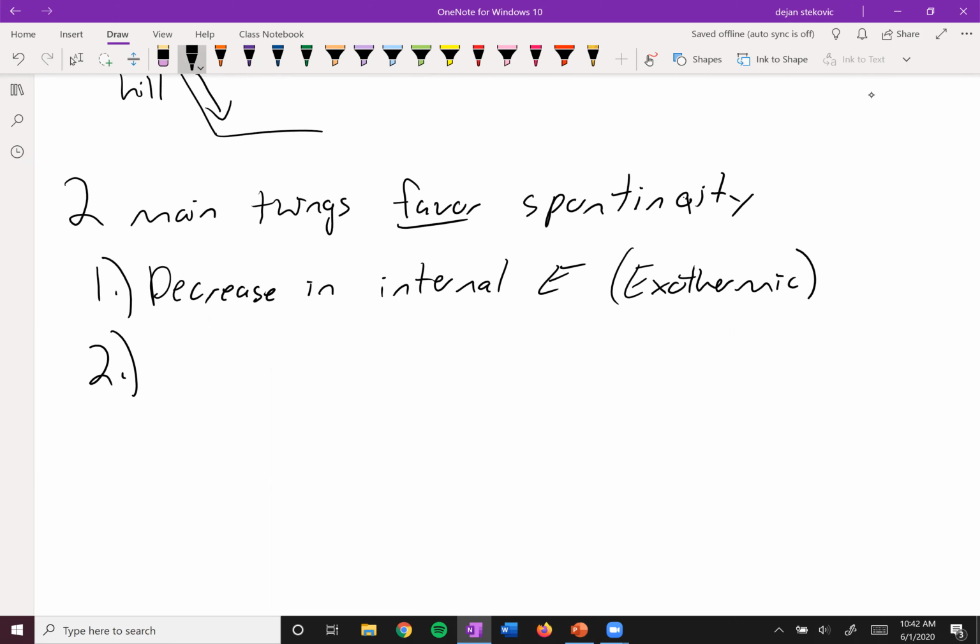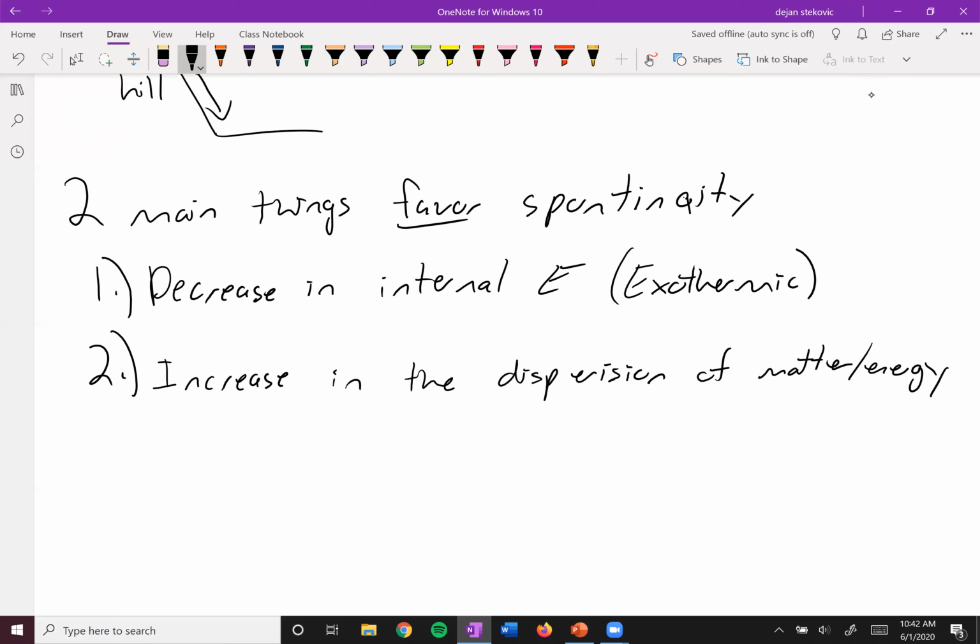And then the second and more complicated one is an increase in the dispersion of matter or energy. What this means is that the more dispersed, the more spread out stuff is, the more likely it is to be spontaneous. So if we have an increase in disorder, that's favoring spontaneity. If we have an increase in randomness, we have a favorable process for spontaneity.